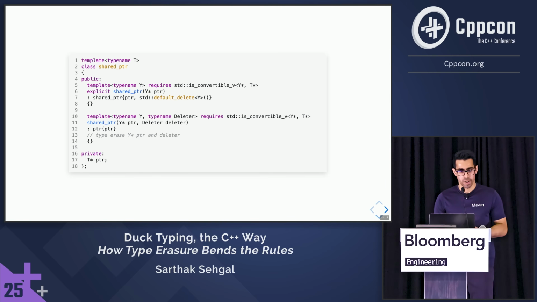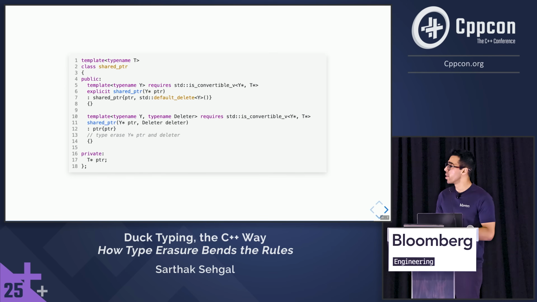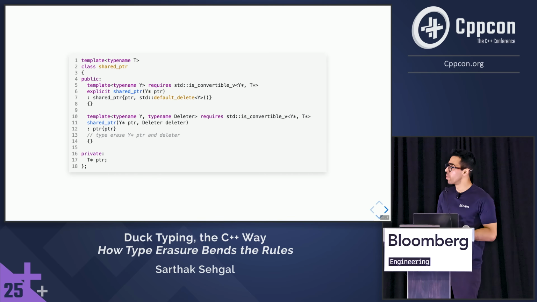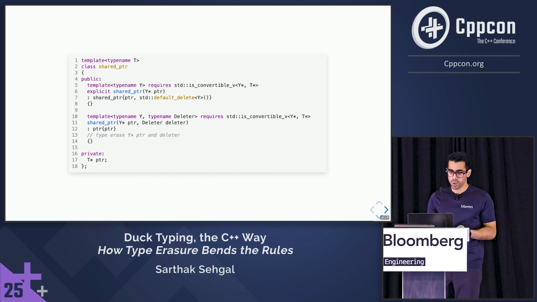The first constructor, lines 5 and 6, you can see that the constructor is templated itself. So the shared pointer class is templated on type T, but the constructor is templated as well. And as we saw previously, the first thing you do when implementing a type-erased class is have a templated constructor. So you could pass an object of a different type Y to a shared pointer as long as it's constructible, as long as the pointer to Y can be converted to a pointer to type T.